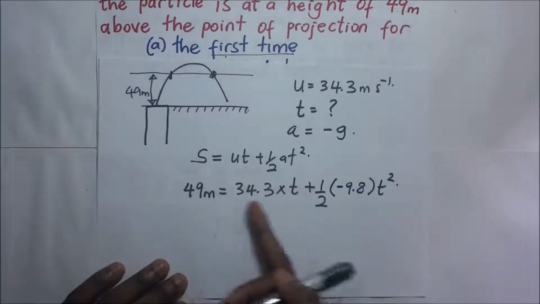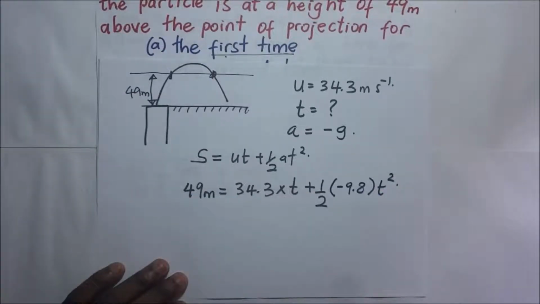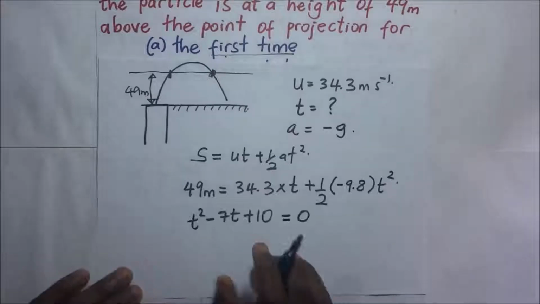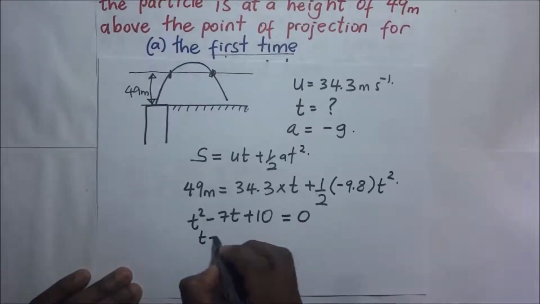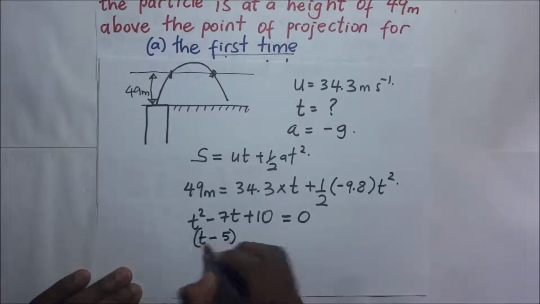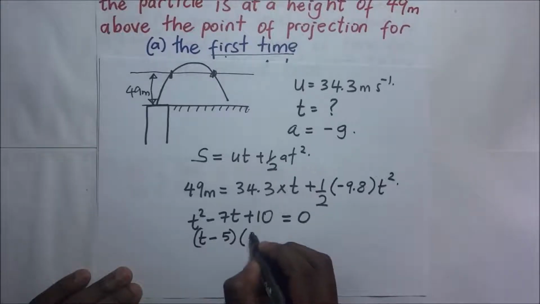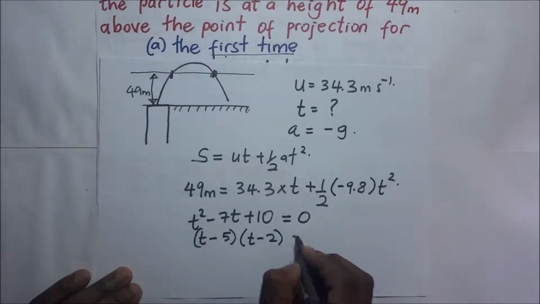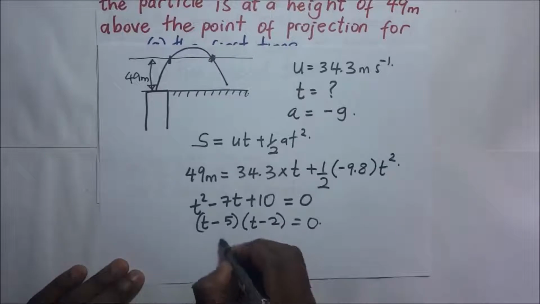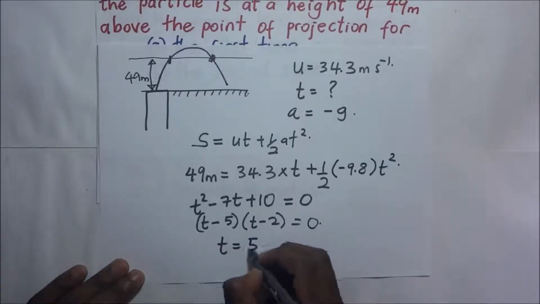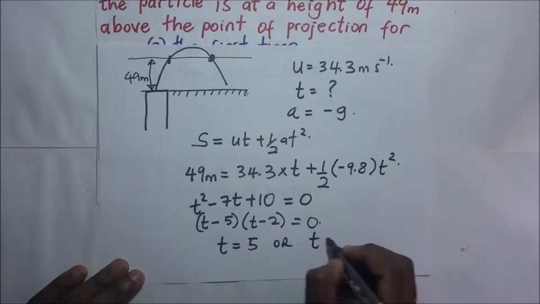When you rearrange this equation, you're going to end up with a quadratic equation. Solving that quadratic equation gives you t minus 5. The roots are 5 and 2. So the values of time is going to be equal to 5, or t is going to be equal to 2.